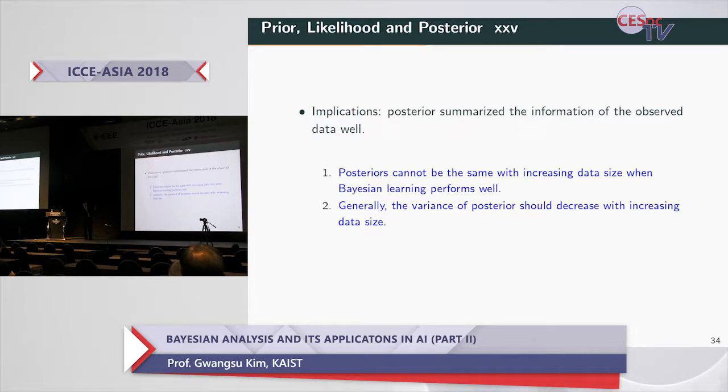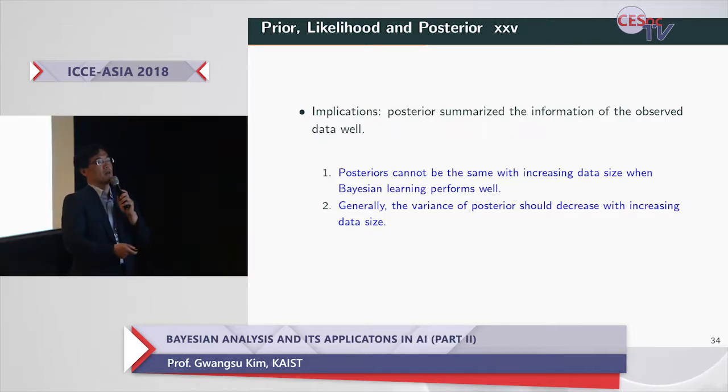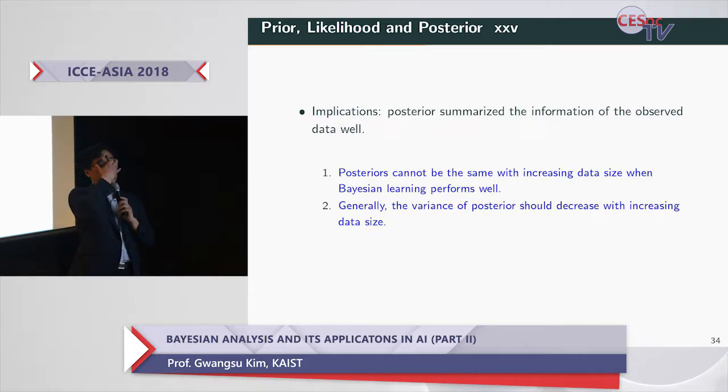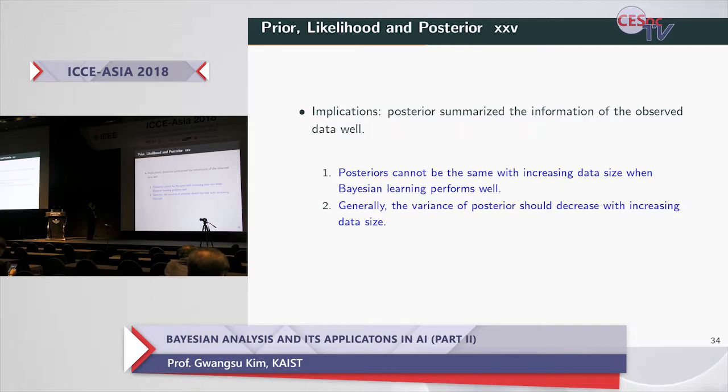In deep neural nets and other Bayesian learning, the posterior does not vary with increasing data size. That is a very severe problem. And generally, the variance of the posterior should decrease with increasing data size. In some cases, many data are used, and when many data are used, the variance of the posterior does not decrease. It means the Bayesian learning does not work.